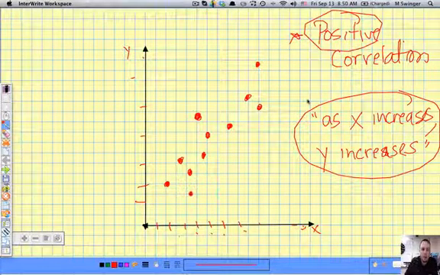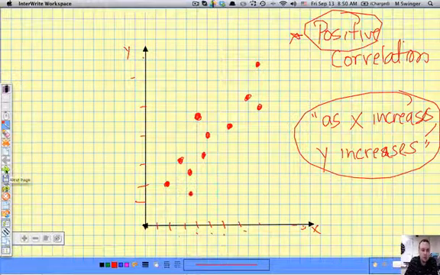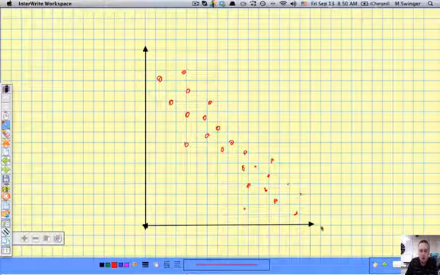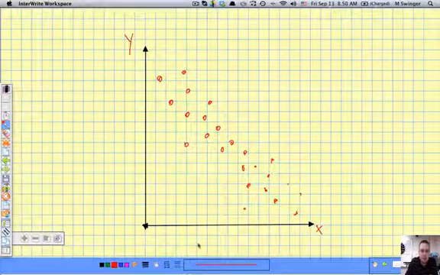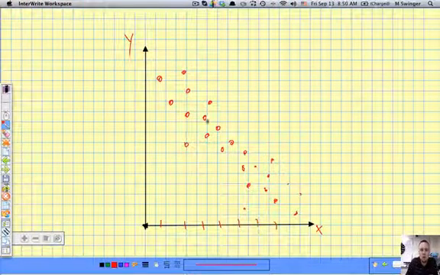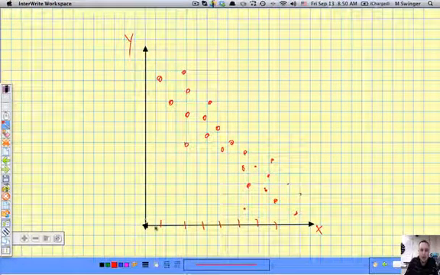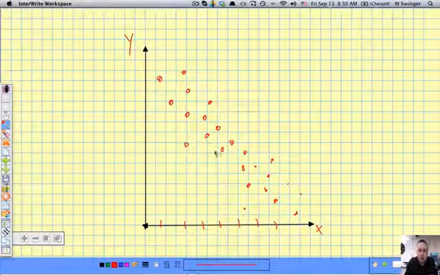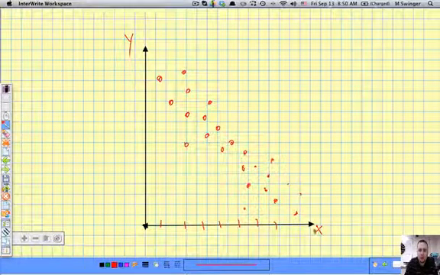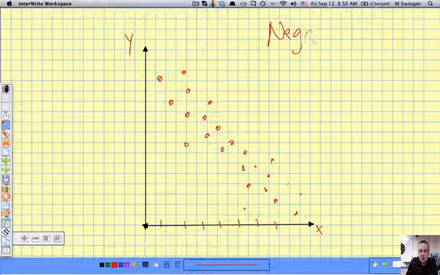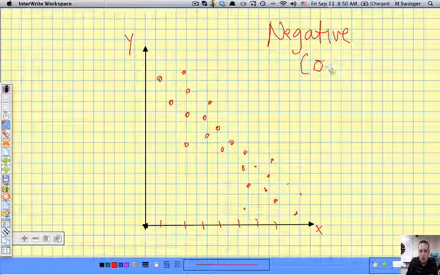Alright, next. What's something different? What if you have a scatter plot that looks like this? This is your x, this is your y. So as x increases, what happens to the y values of all these coordinates? Okay? If x was 1, maybe y is 10. If x is 5, y is 5. What happens to all the y values? They're all going down from left to right. So we say this is a negative correlation.